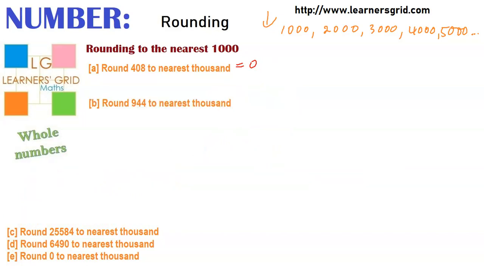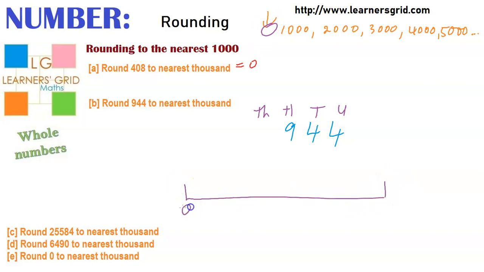Okay, question B is 944. Let's write that down and identify our place values. We've got the units, the tens, the hundreds, and again, we don't have thousands. 944 is somewhere before 1,000, so I'll do the same thing as last time: a little number line, 0 up to 1,000, with 500 halfway. 944 is 5, 6, 7, 8, 9, so it has to be up here somewhere, super close to 1,000. It's over 500, so it's close to 1,000.